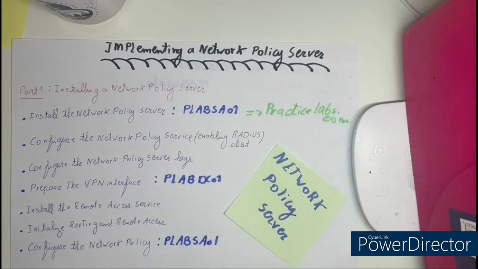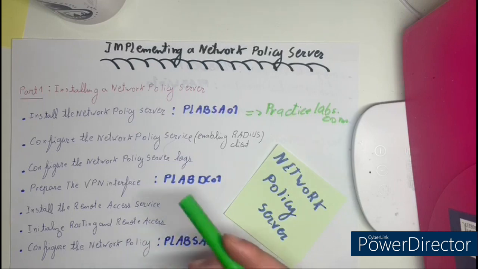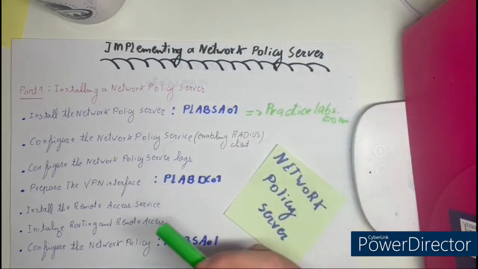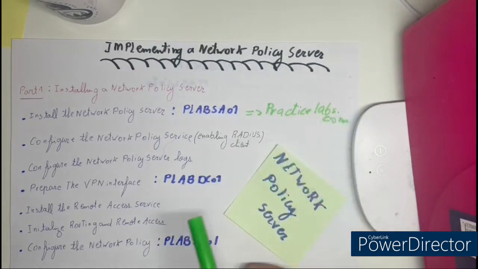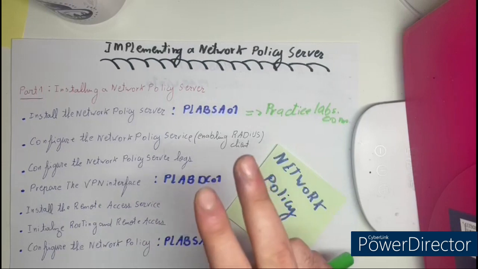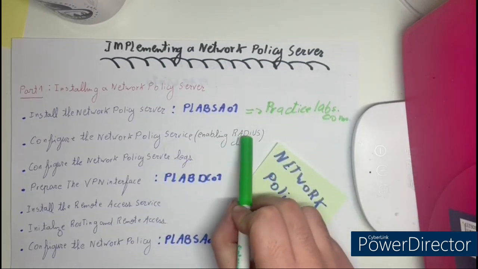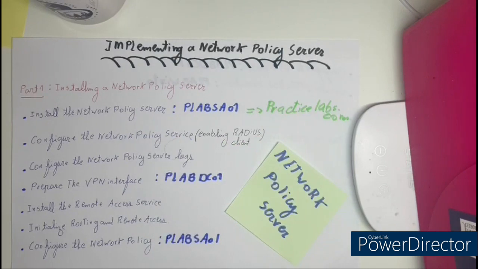After that stage comes the step where we'll enable the RADIUS client. Basically, the RADIUS client refers to network access servers, like, I would say, the virtual private network, the VPN, and the dial-up servers. These two servers use the RADIUS protocol to communicate with the NPS, the Network Policy Server.